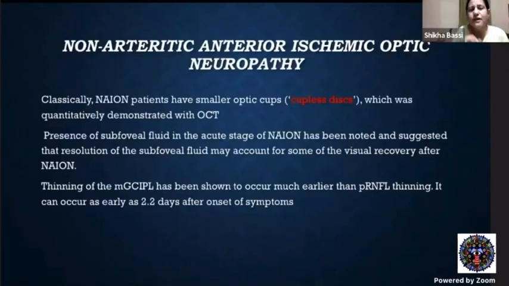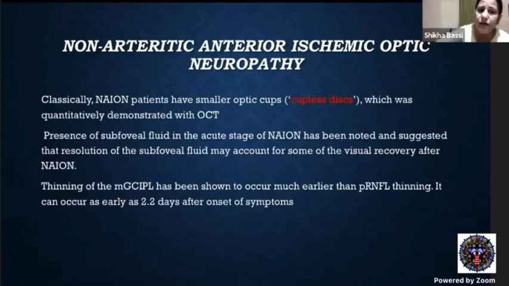Now coming to non-arteritic anterior ischemic optic neuropathy. We all know that NAION patients have smaller optic cups, and it can be clearly demonstrated quantitatively by OCT. Another thing OCT picked up is the subfoveal fluid that is present in the acute stage of NAION, and they have suggested that the resolution of this fluid leads to improvement in visual acuity.